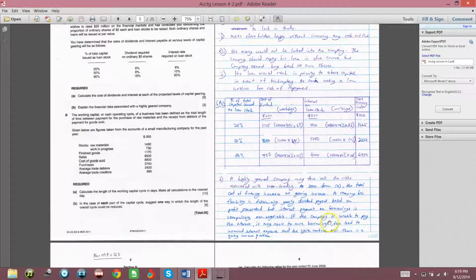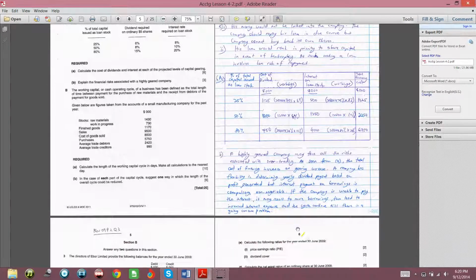If the company is unable to pay the interest, it may result in more borrowings, thus leading to increased interest expense, and the cycle continues till there is a going concern problem. So this I'm explaining here. This is over trading. So these are the risks associated with a highly geared company.